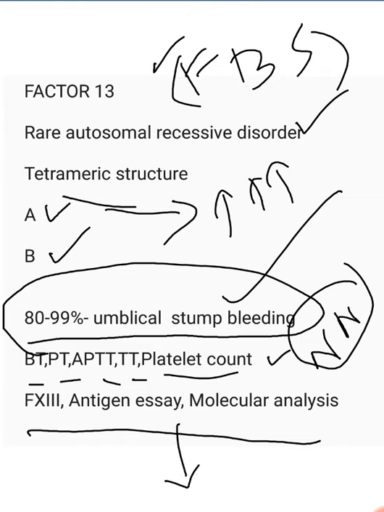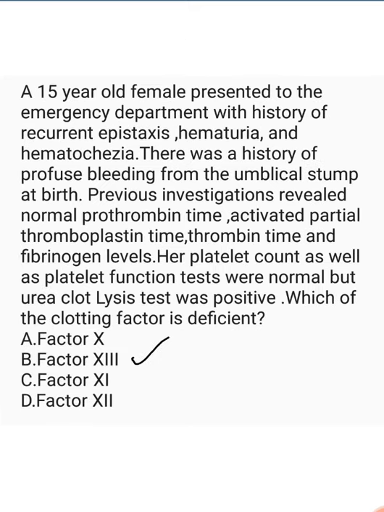The normal prothrombin time is around 11 to 16 seconds, activated partial thromboplastin time is around 30 to 40 seconds, and thrombin time is around 15 to 19 seconds. If all these values are normal with umbilical stump bleeding, that is a hallmark diagnosis of factor 13 deficiency. Coming back to the MCQ, here you see some non-specific findings like recurrent epistaxis, hematuria, and hematochezia, which is nothing but blood in your stools. All these are non-specific. You can see that in any clotting disorder.